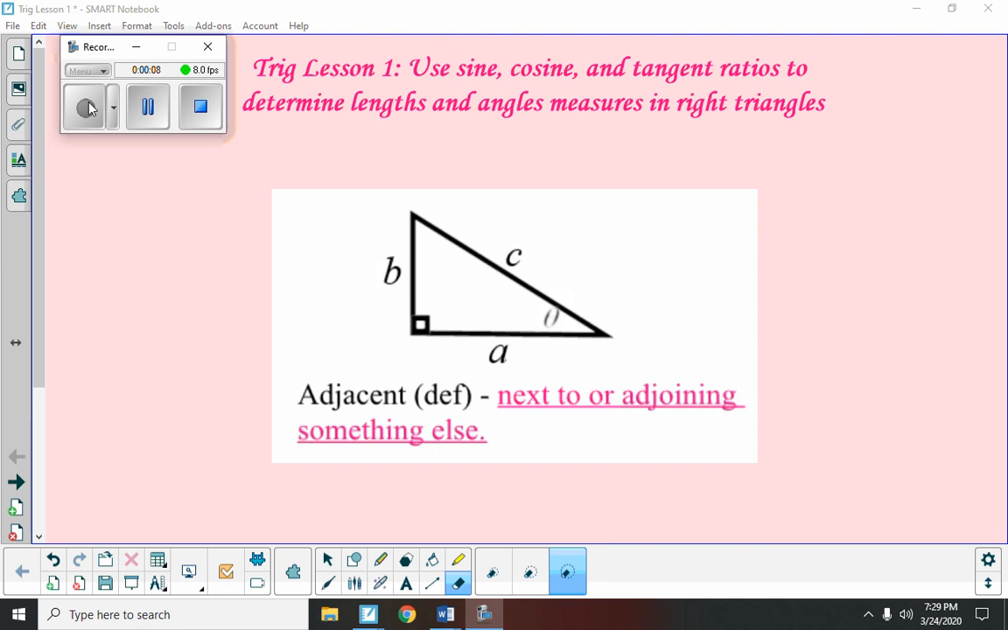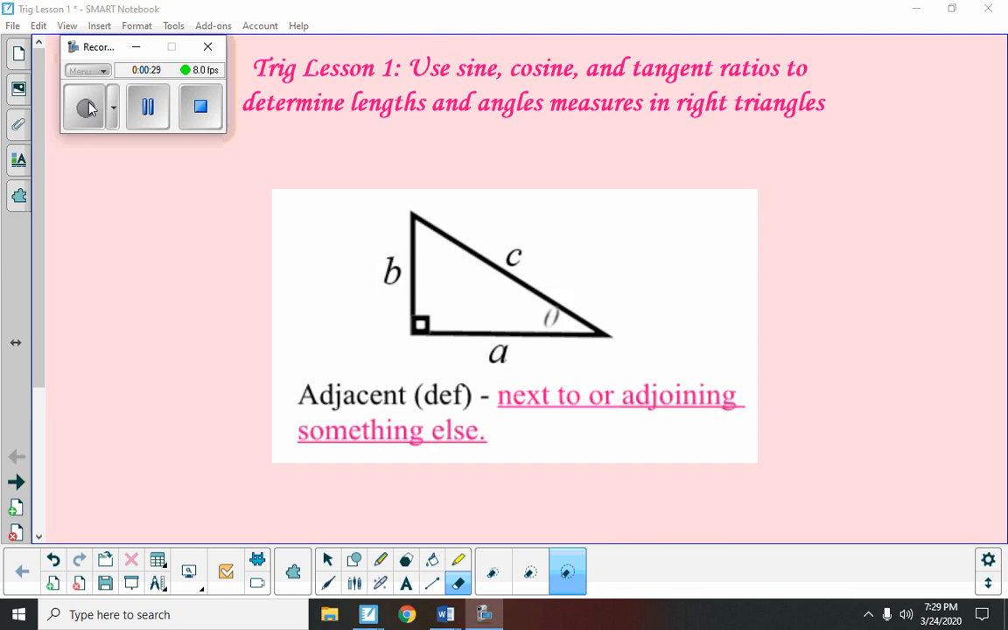Kind of the plan with these two lessons is that we're going to have the first lesson and a worksheet, and then in your next class, you're going to have a shorter lesson and a shorter worksheet, and you will have this class and the next class period, which is a block, to work on both of those. So let's just go ahead and start with this one.